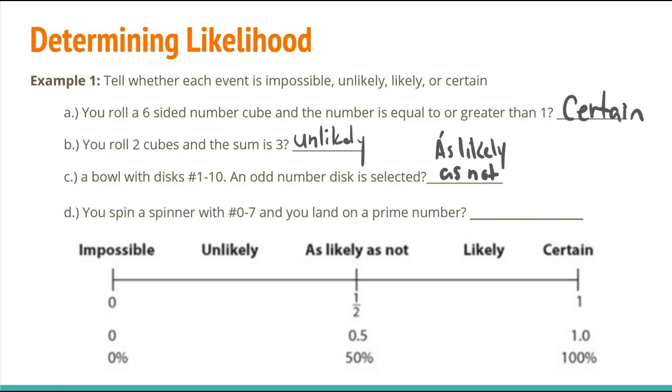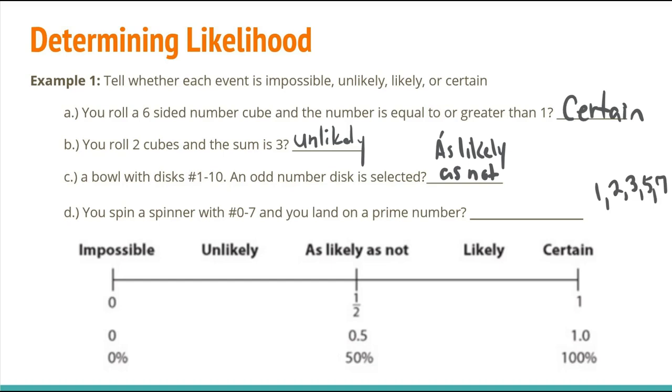one says you spin a spinner with numbers 0 to 7. What is the probability we land on a prime number? A prime number is just a number that has only 1 and itself as a factor. So we can count 1, 2, 3, 5, 7. All of our prime numbers.